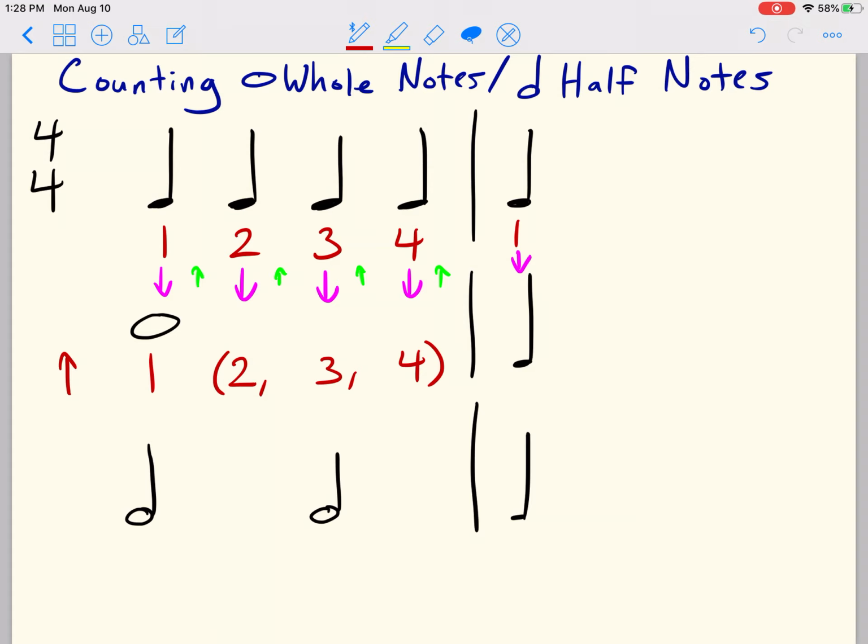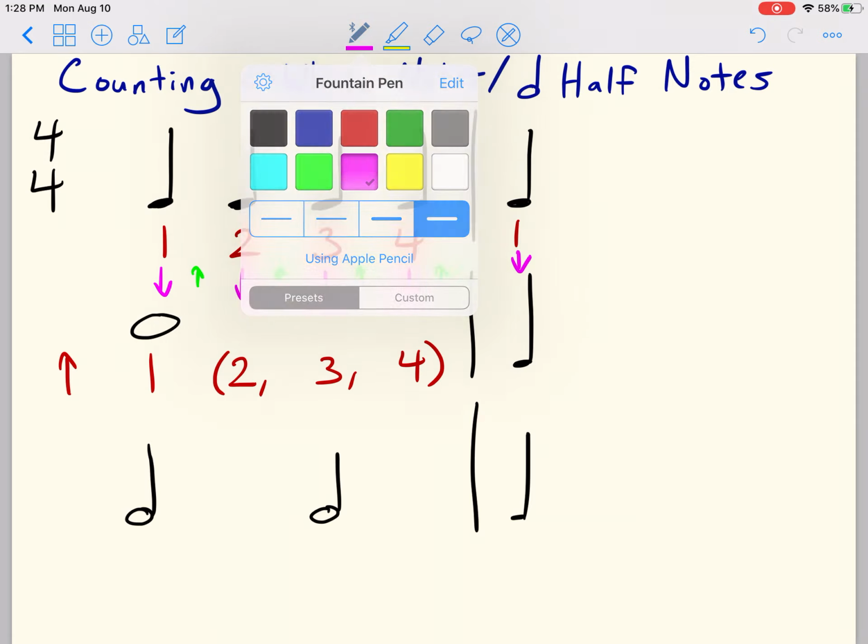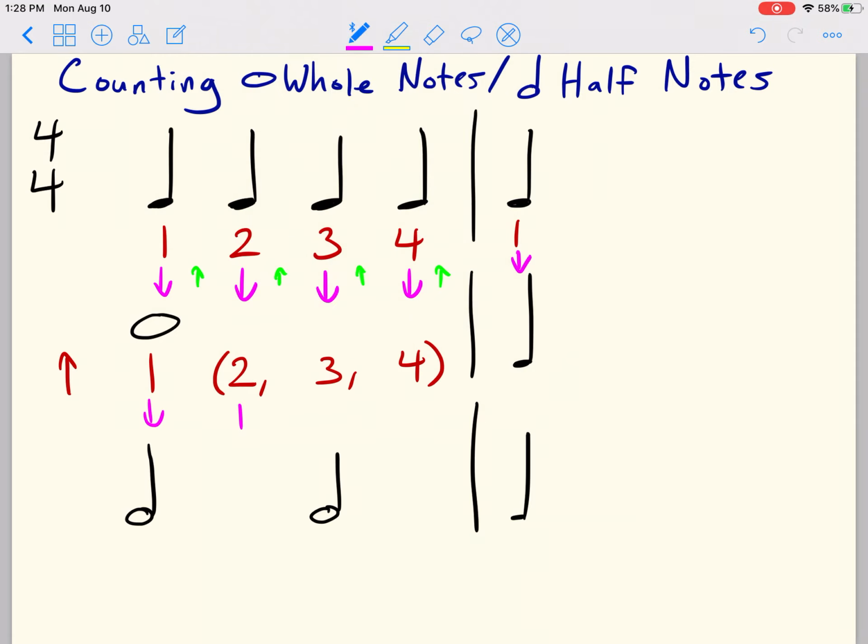So I'm going to count this measure for you. Actually, let me go ahead and write in the directions. So that's where all the downbeats would be. I'm not going to write the ups at the moment. I'm going to go ahead and just put when your foot goes down, just to make it a little simpler to look at. So let me count this measure for you.